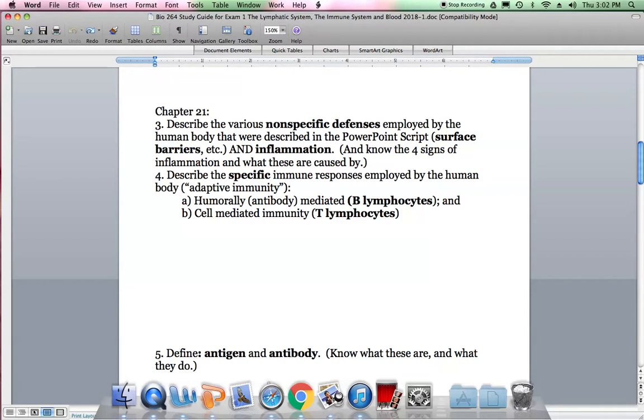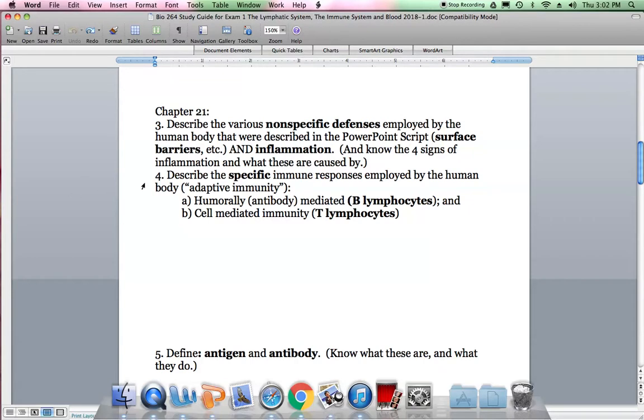Then, if any of the pathogens enter into or breach those barriers and get into the tissues, the second line of defense is called inflammation. And this is also innate and it's non-specific. There are actually four signs of inflammation that are listed in your PowerPoint, and understand what these are caused by. Remember: redness, swelling, pain or itching, and warmth. I talked about that also in chapter 21 near the beginning.